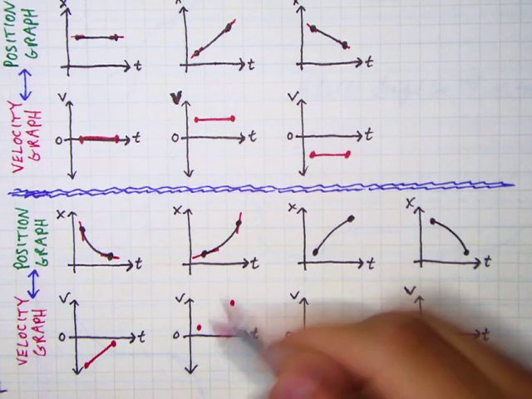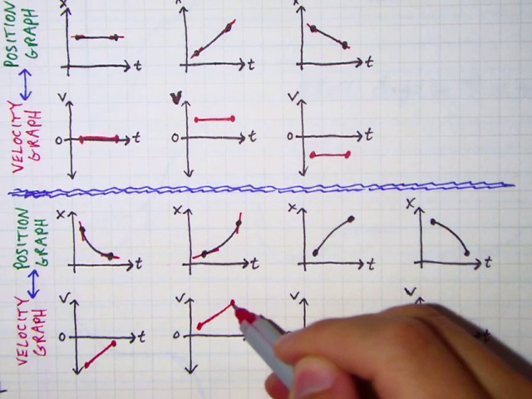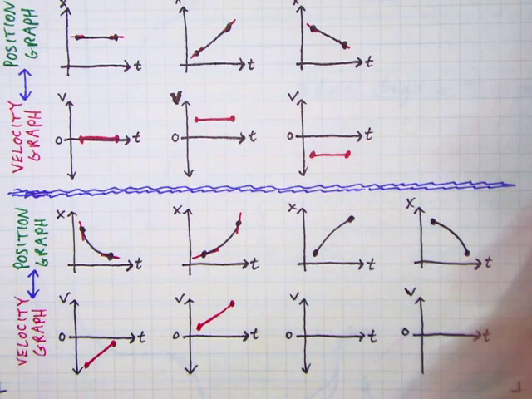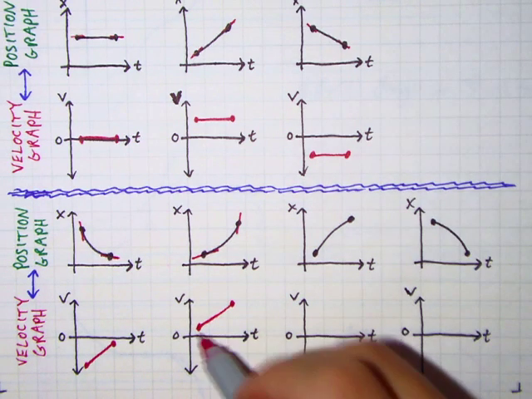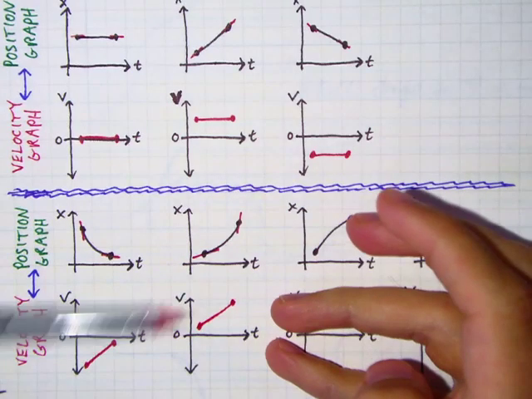So let's just connect those 2 dots. And so we're showing here on our velocity graph that we're moving in the positive x direction the whole time, because our velocity is always positive.